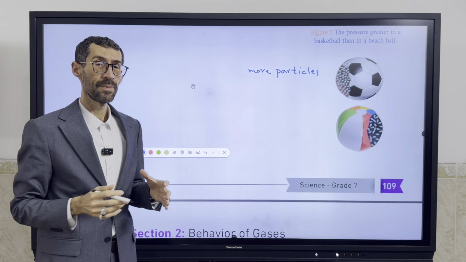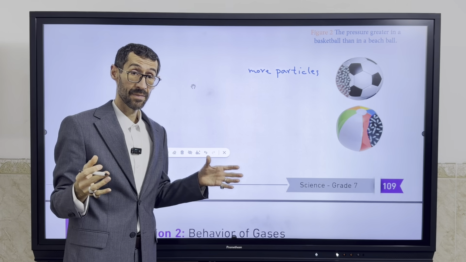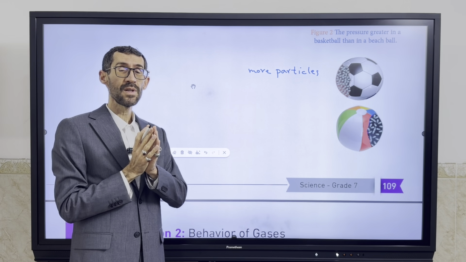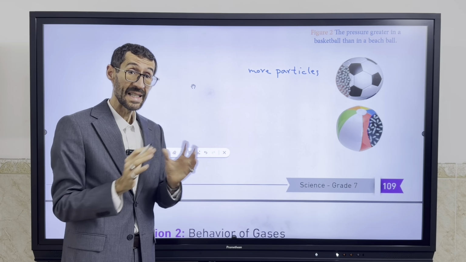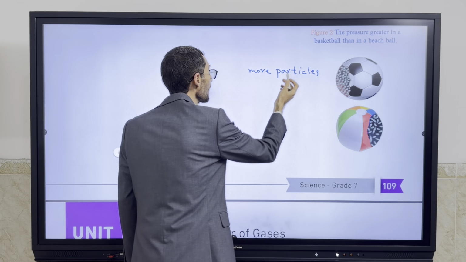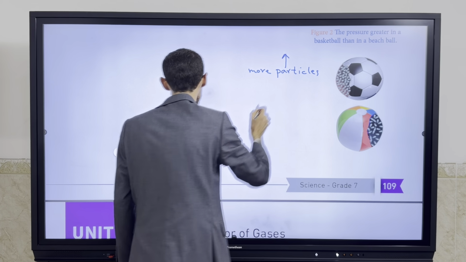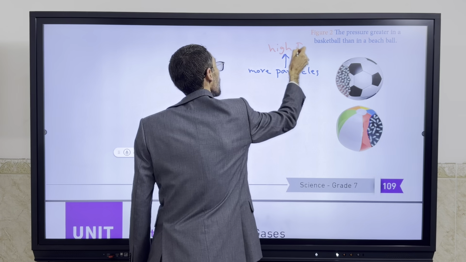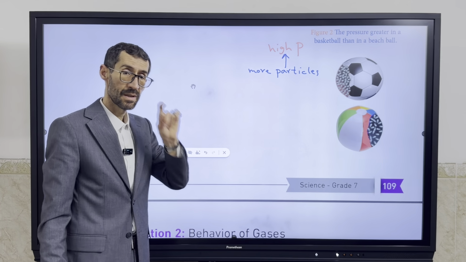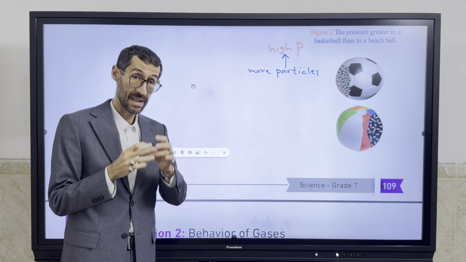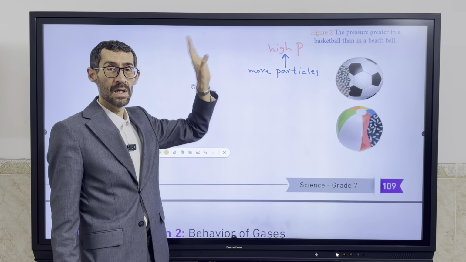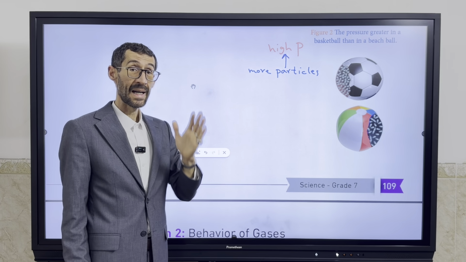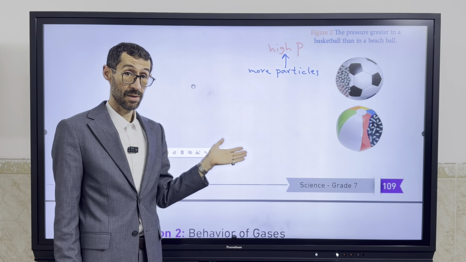More particles lead to more collisions, right? More collisions create more force, and more force applies high pressure on the inside wall of the container. So I can say more particles lead to high pressure. I use the abbreviation P instead of writing the word pressure. So capital P stands for pressure. So more particles, high pressure. I can say the more the particles, the more the pressure.